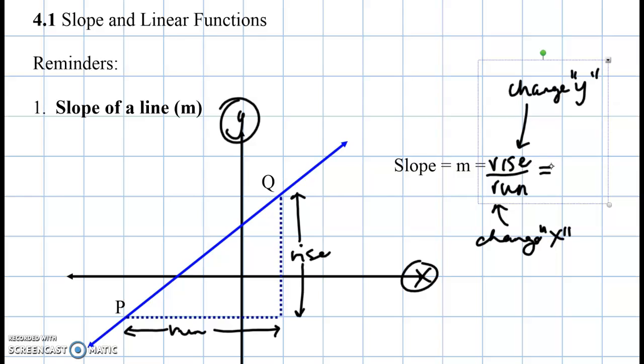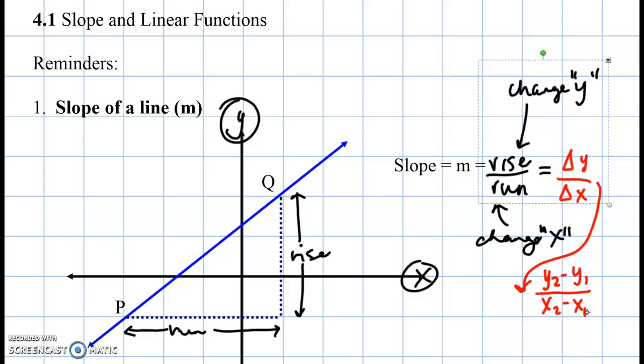We often write that as delta, which means change in y, divided by the change in x. Or another way we can write that, if I can fit this on here, is the change in y's. So the second y coordinate, subtract the first to find the change, and the change in x's, the second x coordinate, subtract the first x coordinate.